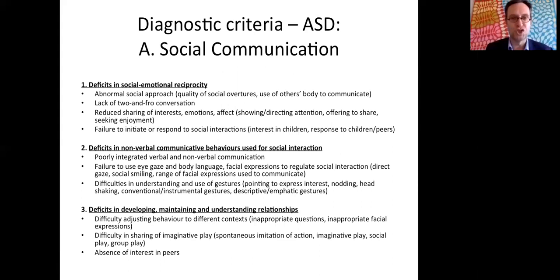And the third subdomain here is about developing, maintaining, and understanding relationships. So it's about not adjusting your behavior to others, perhaps asking inappropriate questions or making inappropriate facial expressions, not quite knowing how to share in play, either not playing or wanting to play in the same way, or not wanting to take different roles in play, or even an absence of interest in peers. Some children with autism may avoid other children, might hide behind mum and dad if they see other children approaching.